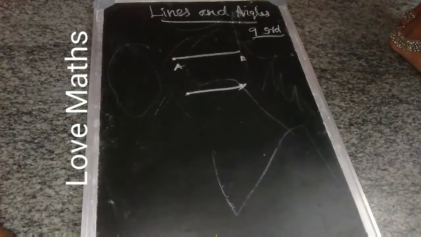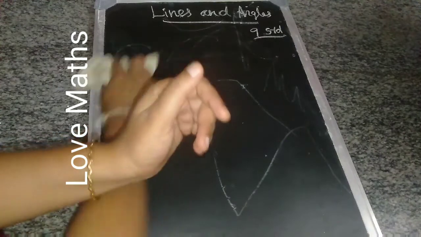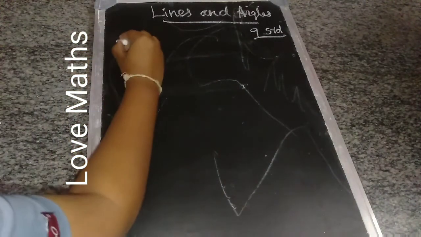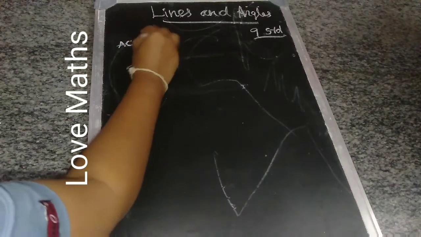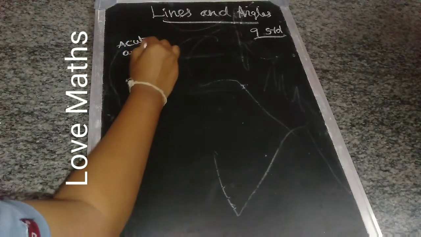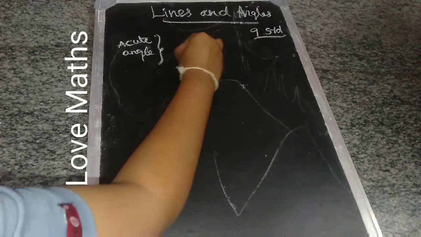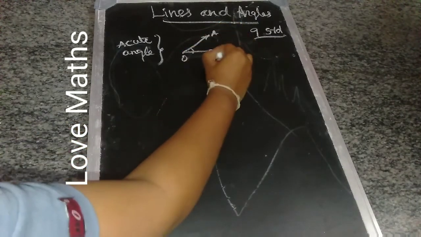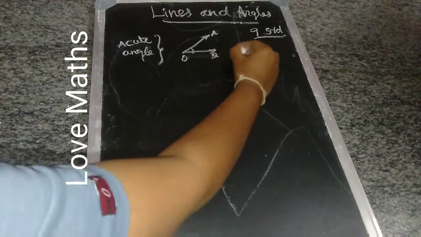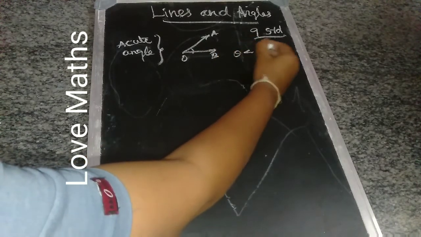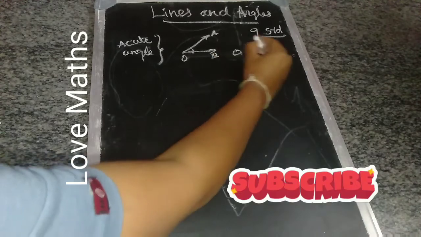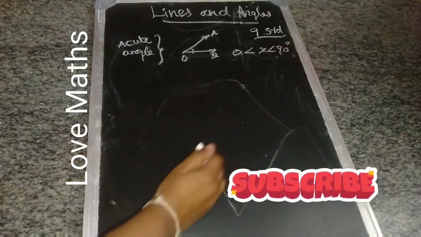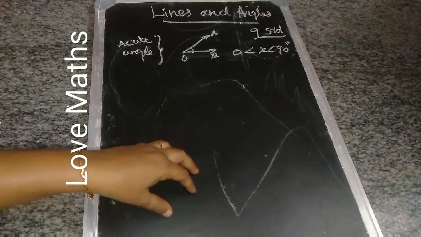Next is the angle. What are the types of angles? Acute angle, obtuse angle, straight angle, right angle. First, what is meant by acute angle? The angle like this, AOB. The angle x that is between 0 and 90 degrees, 0 to 90 degrees, is called an acute angle.